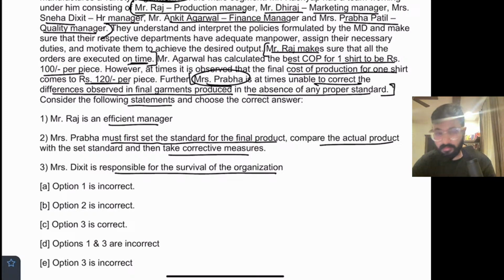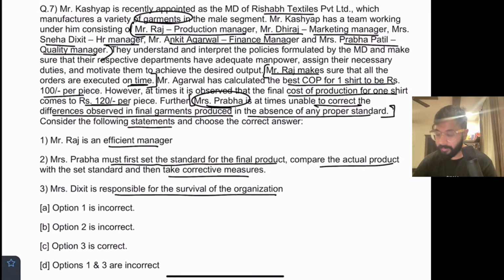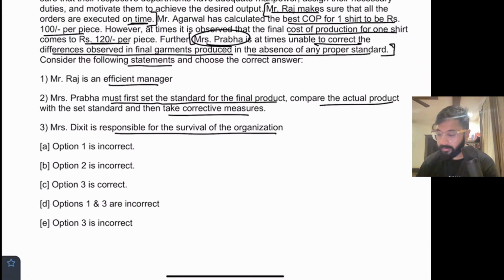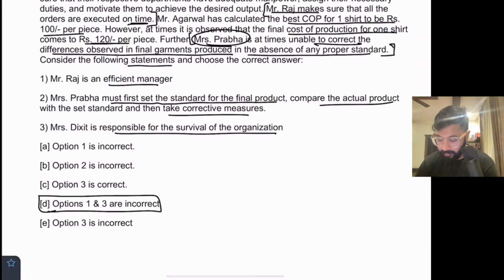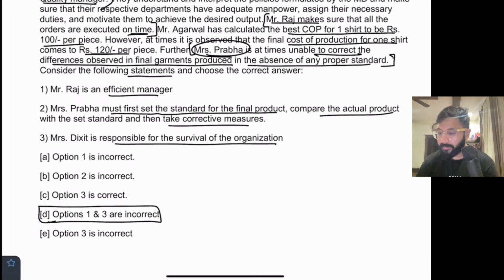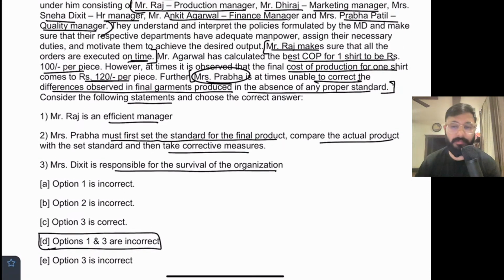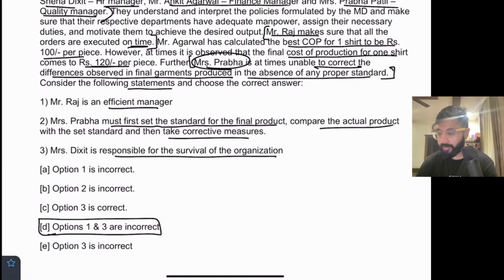Question number 7. A lot of people are saying D. 1 and 3 are incorrect. Can you tell me the reasons why 1 and 3 are incorrect? Because this is a case study based question, a management question. I want to know, what do you feel? What do you think?